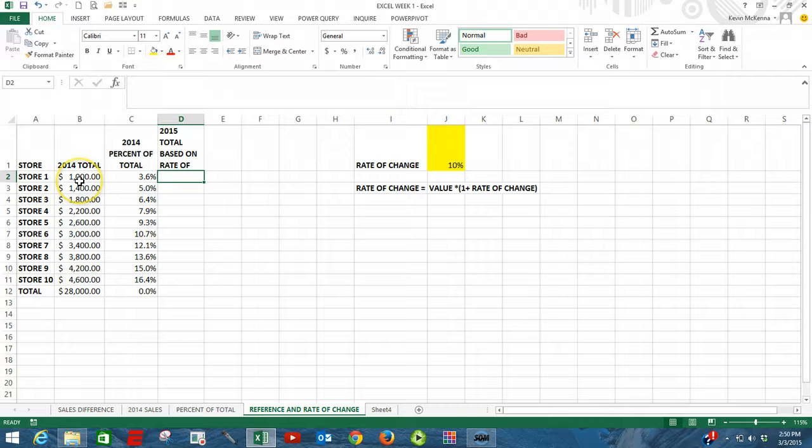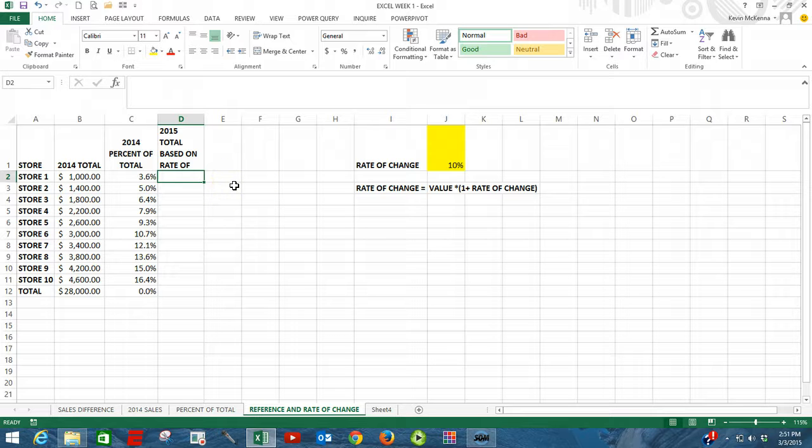Basically, if we were working it out on a calculator, it would be 1,000 multiplied by open parenthesis, 1 plus this 10%. That's our rate of change. Now, one trick here is that we're always looking at this rate of change being located in cell J1, which makes it an absolute or a constant. So that's something you have to remember to do.